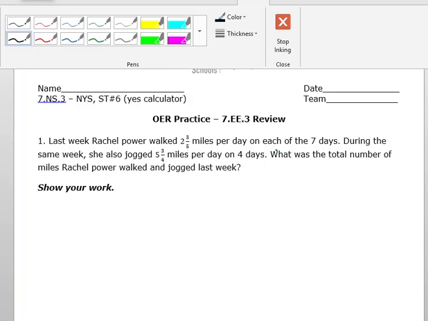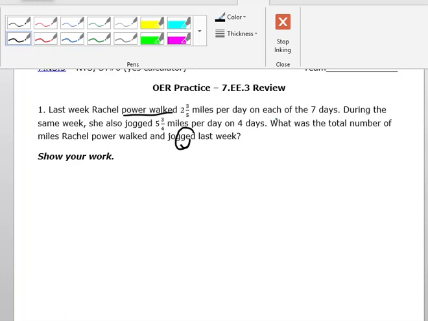All right, I did my first run through. I feel like I'm ready now to go through and mark up. So last week, Rachel power walked 2 3/5 miles per day on each of the 7 days. So we know that that's times 7 days.